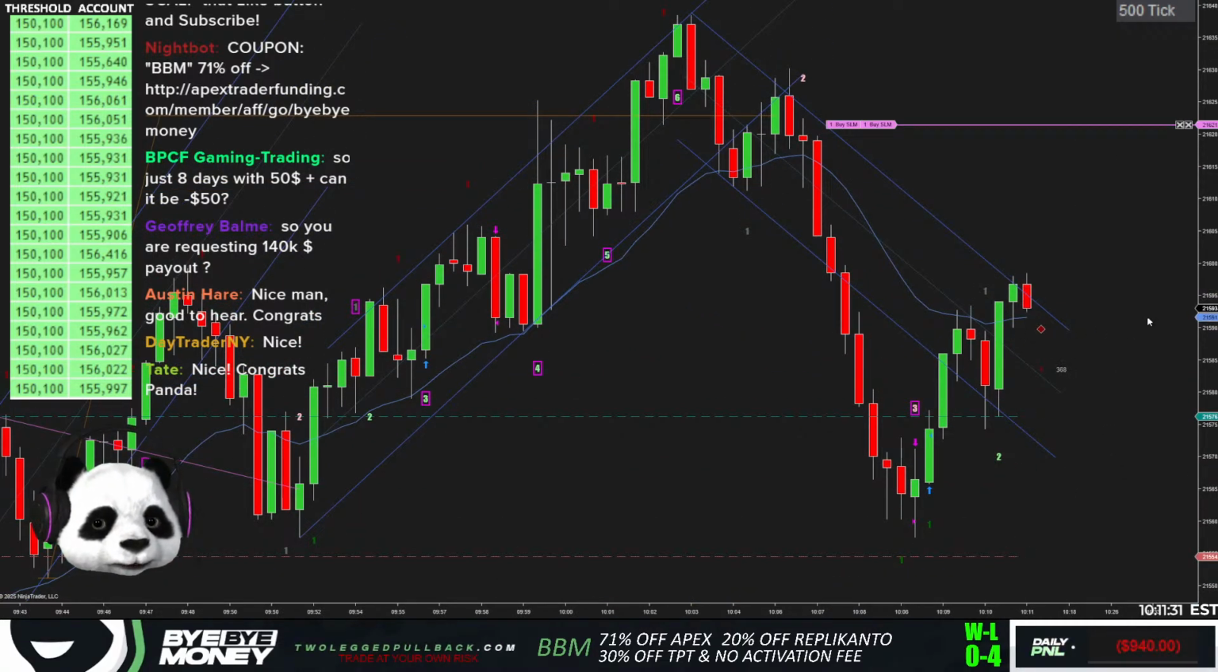Let's see, pandas. I mean, come on. We got this. Second short. Looking for a failed second short. Looking for undershoots and overshoots. That's what we're looking for right now.